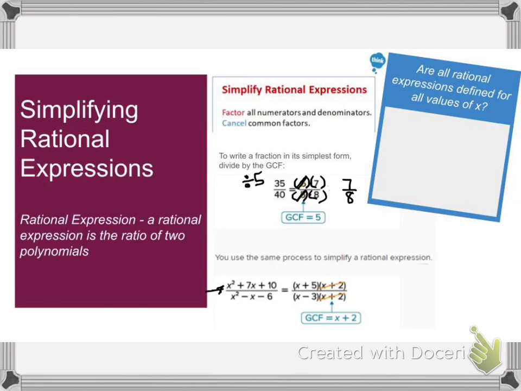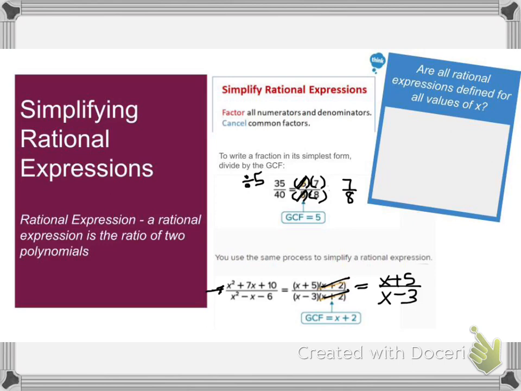First, I'm going to write it out into multiples. In other words, I'm going to factor x squared plus 7x plus 10. You can see those factors. Do the same for the denominator and look across the fraction line to see if we can cancel out any like terms. My simplification of this polynomial would be x plus 5 over x minus 3.